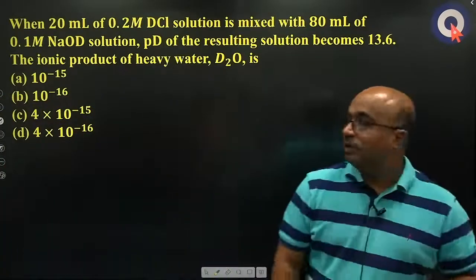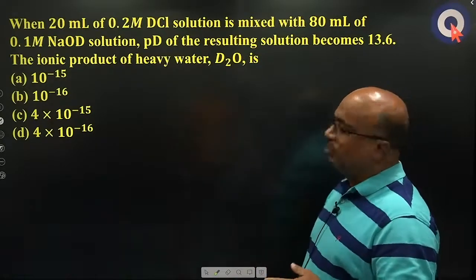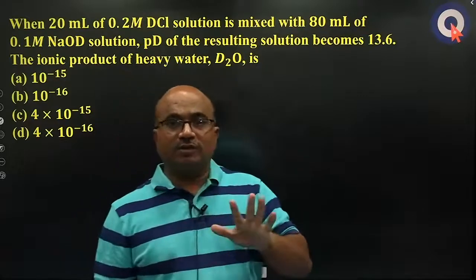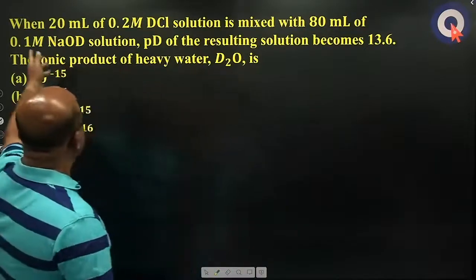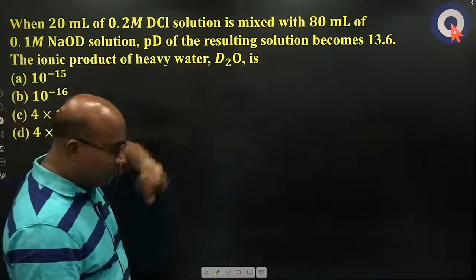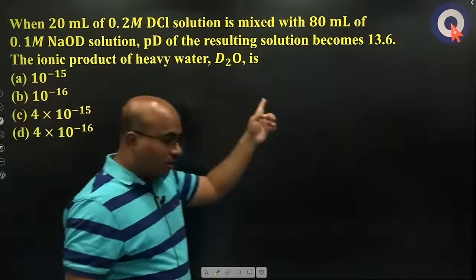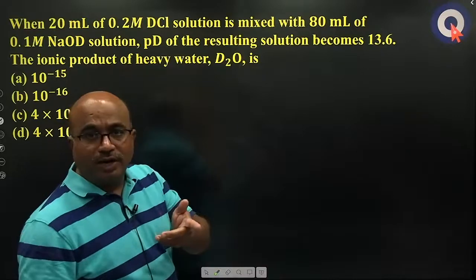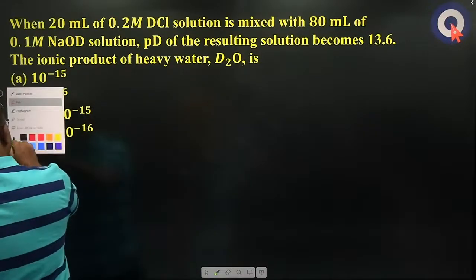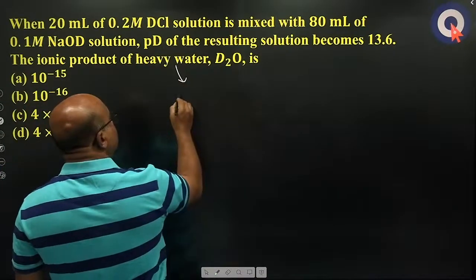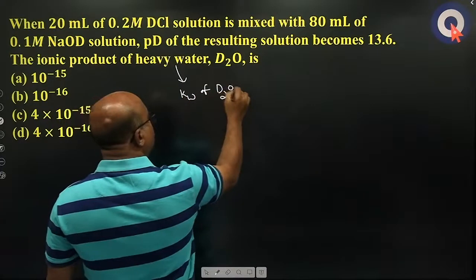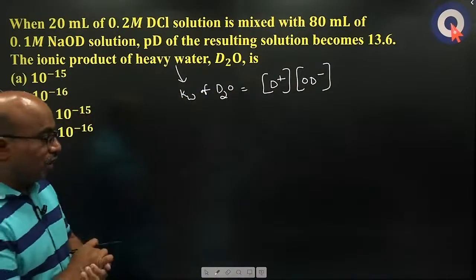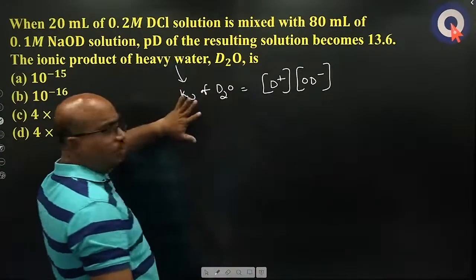Now, when 20 ml of 0.2 M DCl, so we just changed the isotope of hydrogen to deuterium. So DCl means it's like HCl, mixed with 80 ml of NaOD, again pD you are using here, but we need the ionic product of heavy water. So like water, what is the ionic product? It's the H plus and OH minus concentration product. So if you see what the D2O ionic product will be, that is Kw of D2O, which will be nothing but D plus concentration times OD minus concentration. So if you can calculate D plus and OD concentration, we can calculate the ionic product.